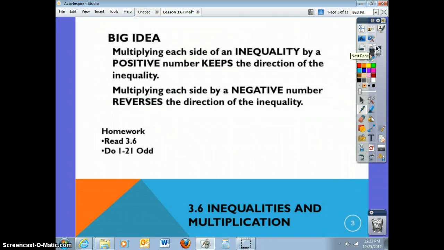So, the big idea for 3.6 is that if you multiply each side of an inequality by a positive number, the direction of the inequality symbol stays the same. However, if you multiply each side of an inequality by a negative number, the direction of the inequality reverses. And we're going to explain why that happens.